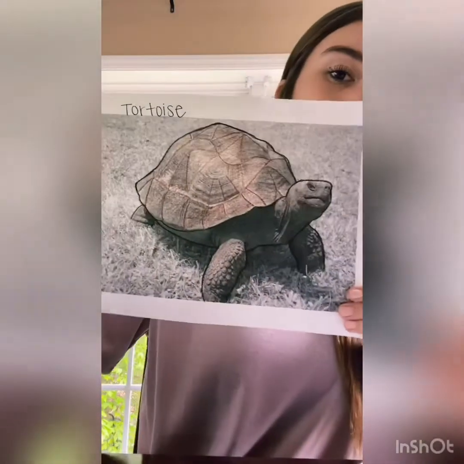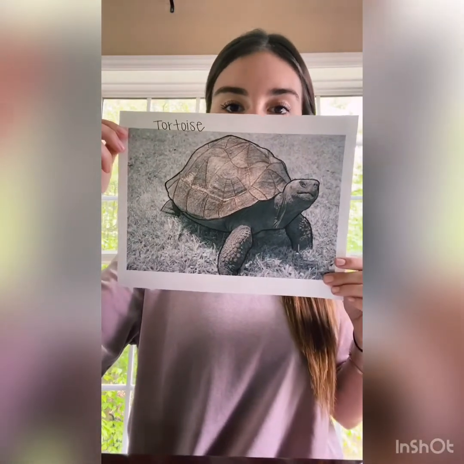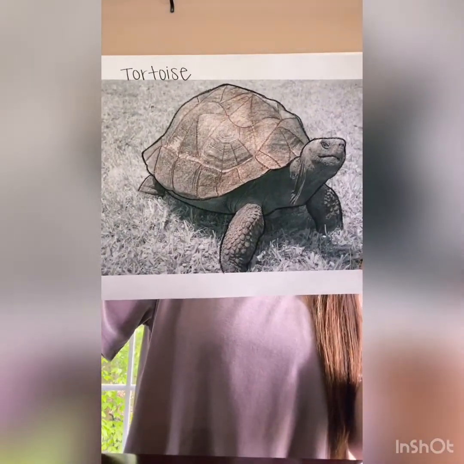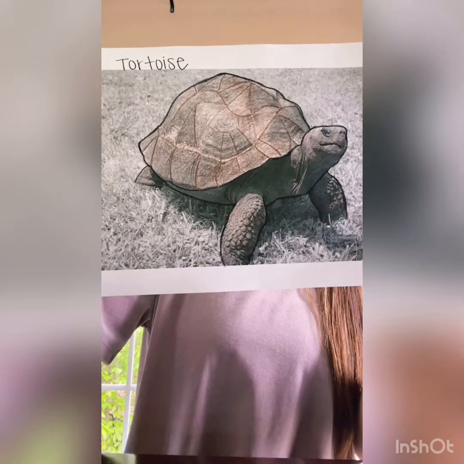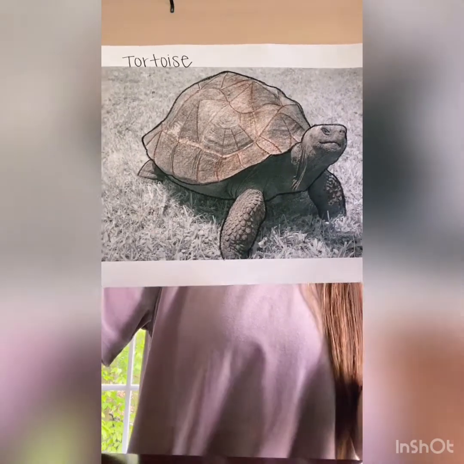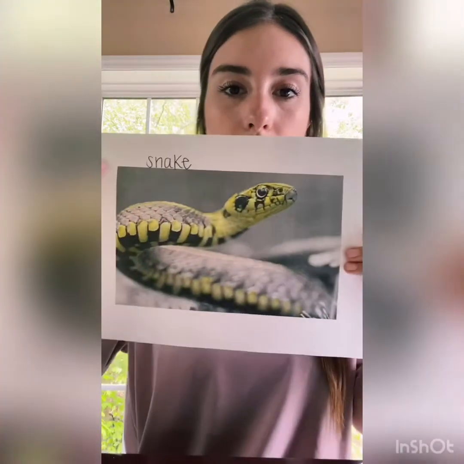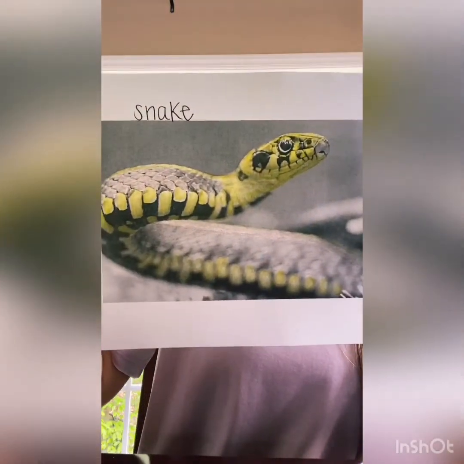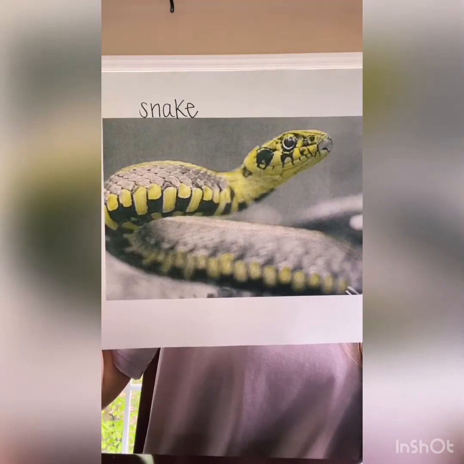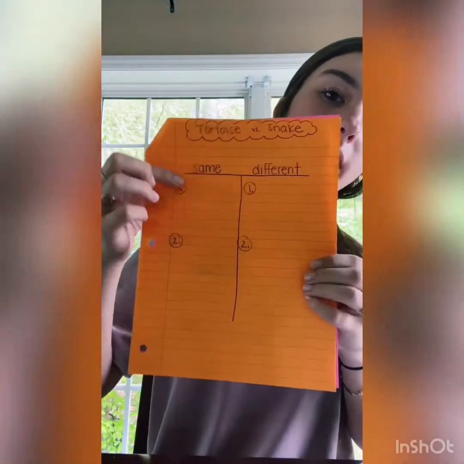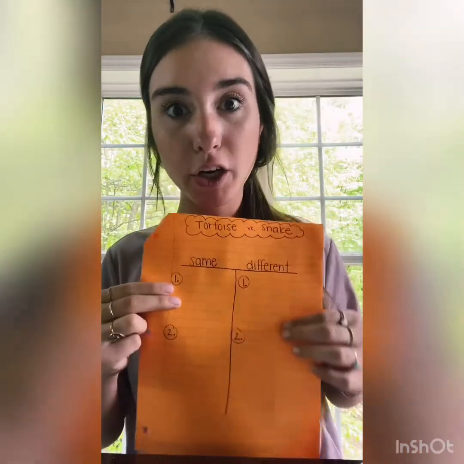So here's what the tortoise looks like. And I'm going to take it down in just a second. Feel free to pause your screen if you want to keep looking. And then we're also going to compare that to a snake. So get a good look at this snake. And on that T-chart, you are writing two things that are the same and two things that are different between those two pictures that I just showed you.